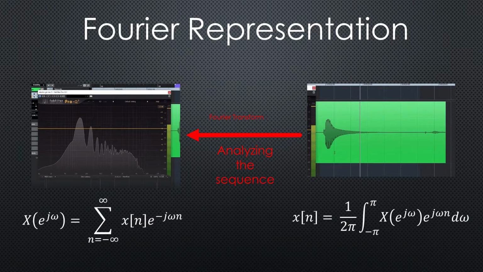Now, as you see here on the right, you'll see the discrete time representation of this audio waveform. To go to the frequency domain representation of it, you have to do what's called the Fourier transform. That's called analyzing the sequence, analyzing what frequency domain components make up this discrete time representation of it. And then to go from the frequency domain representation back to the discrete time representation, you're doing the inverse of that. You're synthesizing the sequence.